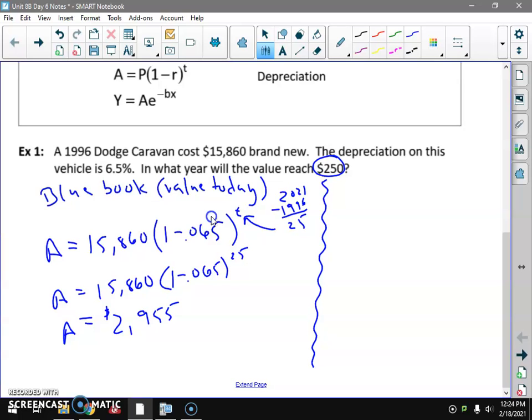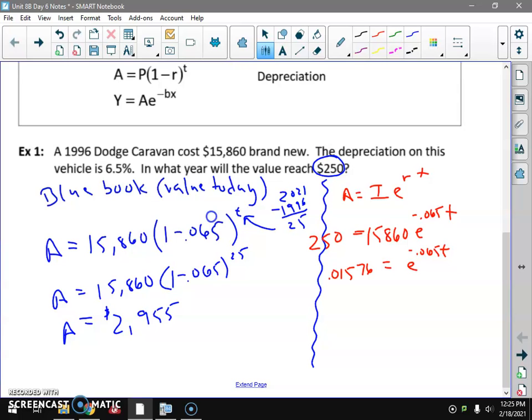So we have amount equals initial, e to the RT, initial 15,860, e, I know what r is, 0.065. In what year, I don't know the time, but I do know how much it's going to be worth, and that is $250. So what do I got to do here to solve for t? I got to divide off that 15,860, and I get 0.01576 equals e to the negative, because decaying, 0.065t.